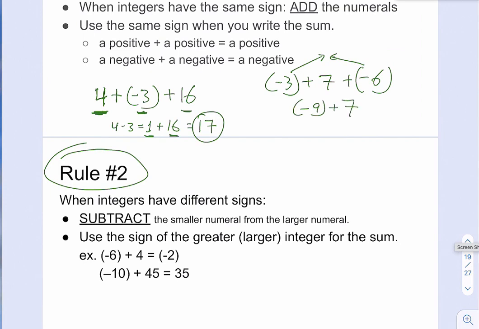Now I've simplified this equation. I'm going to use rule 2 because I have a negative and a positive, so I need to subtract those. The difference is 2. So my answer to this whole thing is going to be 2. But what's my sign going to be? I have a -9, which is larger than the 7. The 9 is larger than 7, so we're going to keep the sign of that. So it's going to be -2. That is integer addition using the rules.